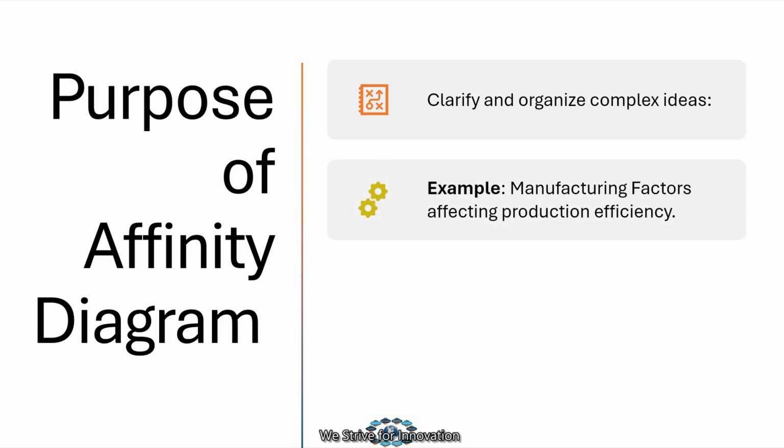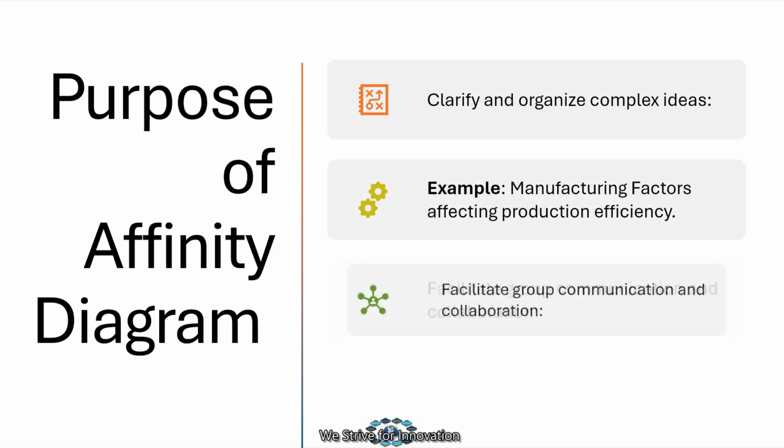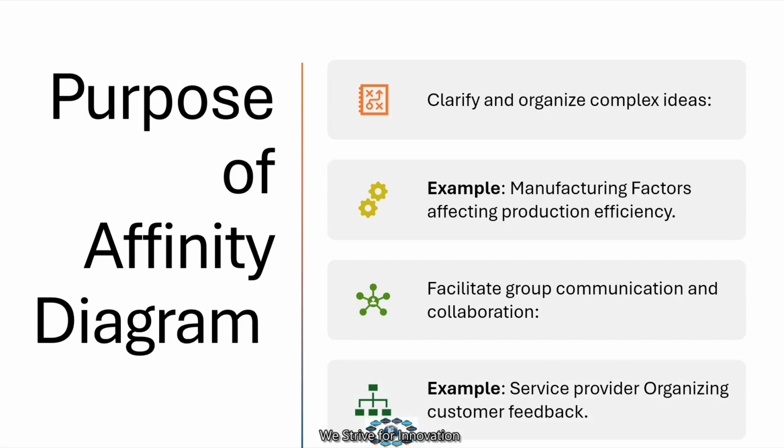What's the purpose of affinity diagram? First, it clarifies and organizes complex ideas. For example, in a manufacturing setting, affinity diagram can help organize various factors affecting production efficiency, such as machine downtime, material shortage, and quality issues. Also, it facilitates group communication and collaboration. In a service context, for example, affinity diagram can assist in organizing customer feedback and identifying common themes or areas of improvement.